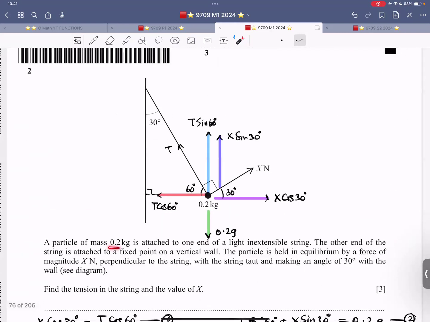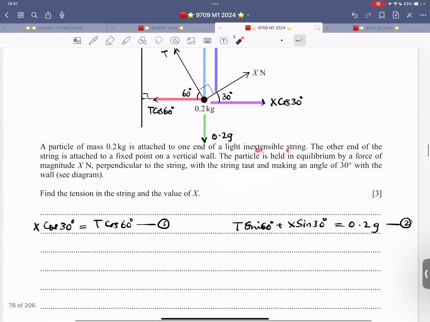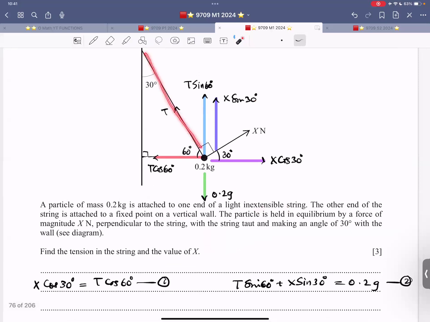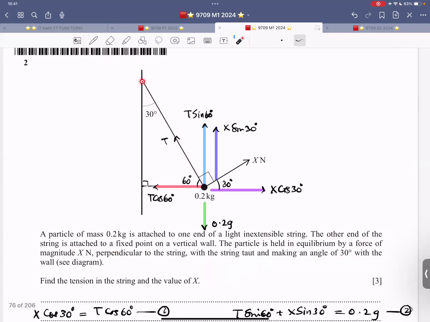Now it says a particle of mass 0.2 kg is attached to one end of a light inextensible string. That is the string over here. The other end of the string is attached to a fixed point on a vertical wall. That is the fixed point. The particle is held in equilibrium by a force of magnitude X Newton. It is acting at right angles to the string, perpendicular to the string, with the string taut and making an angle of 30 degrees with the wall. So this angle is 30. Let me draw the perpendicular, right over here. Therefore, this angle is 60 degrees.